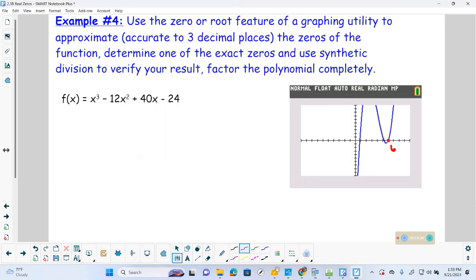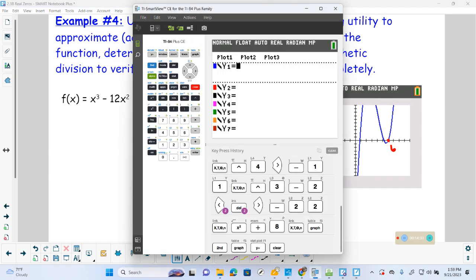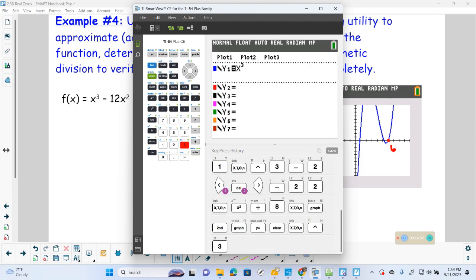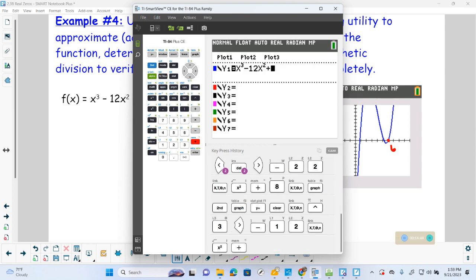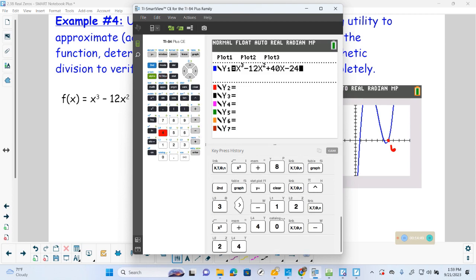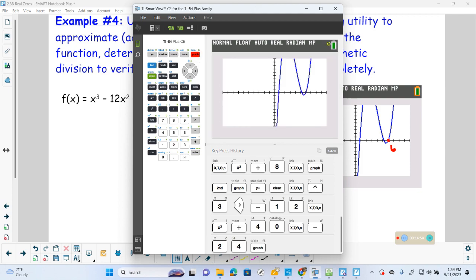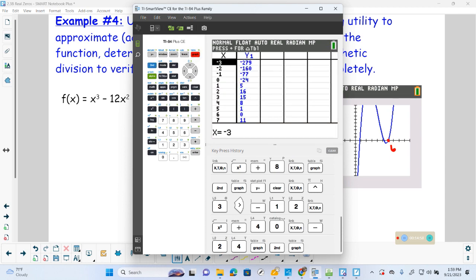Y equals, let's clear this out. So x cubed minus 12x squared plus, and then minus 24. Hit graph. So I'm just going to first check in the table and see if that 6 is right. And it was. Okay, so there's my exact answer. I'm going to use that, of course, for my synthetic division.